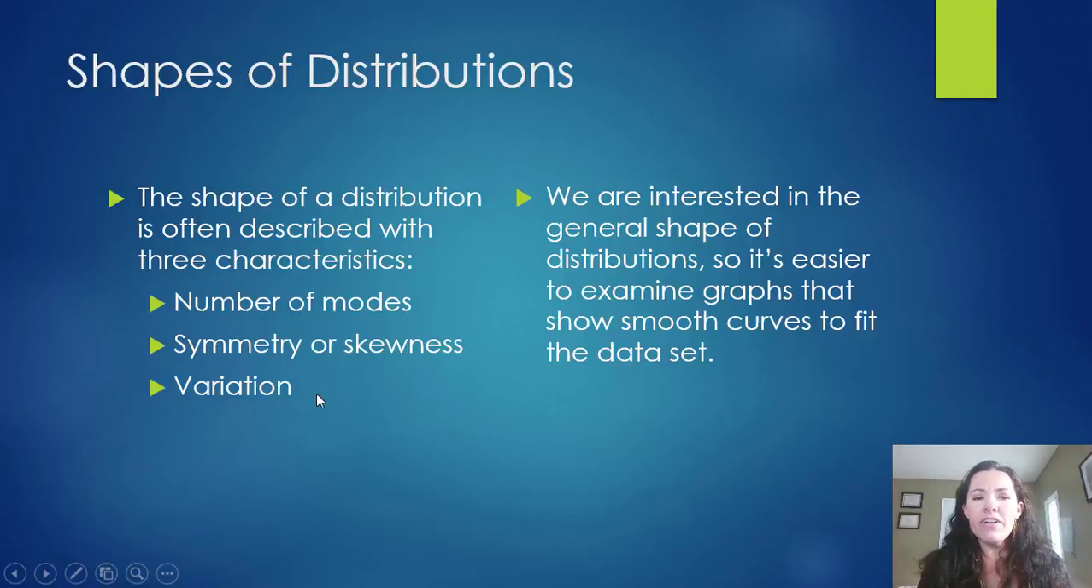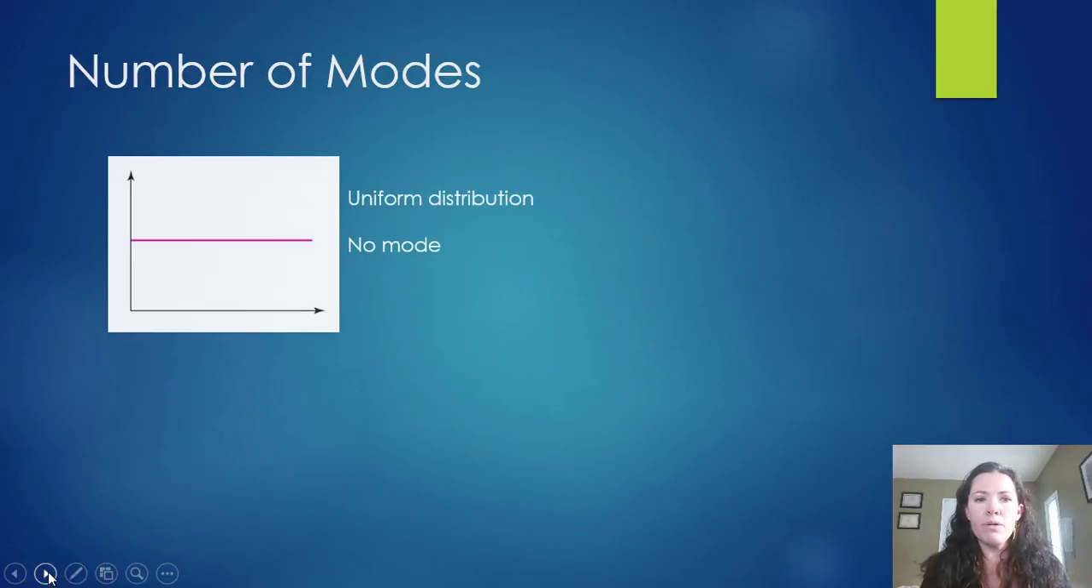For our cases, variation is a bit hard to visualize because depending on what scale we graph our histogram, the variation isn't going to change much. I'll show you what I mean here in a minute. But the number of modes and symmetry or skewness are things that we should be able to pick out quite easily. So first off, the number of modes.